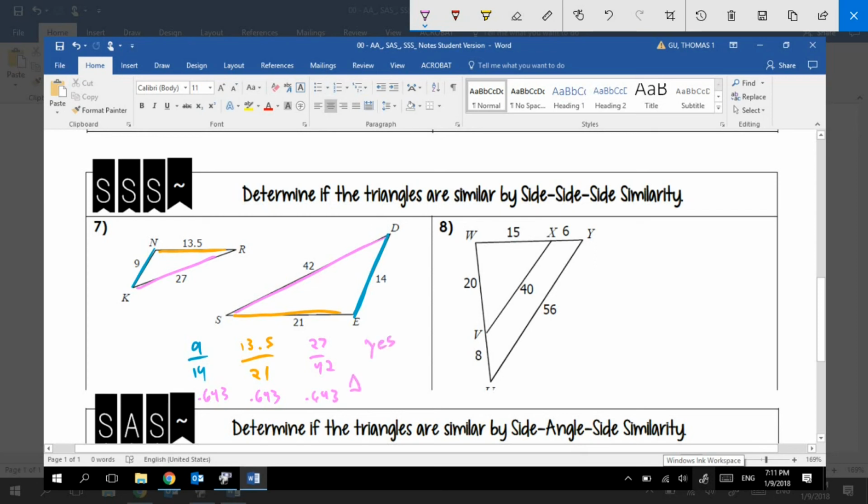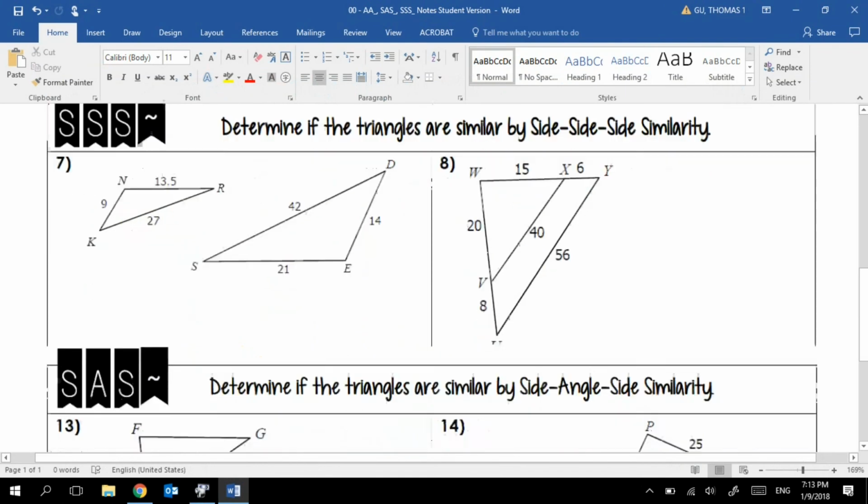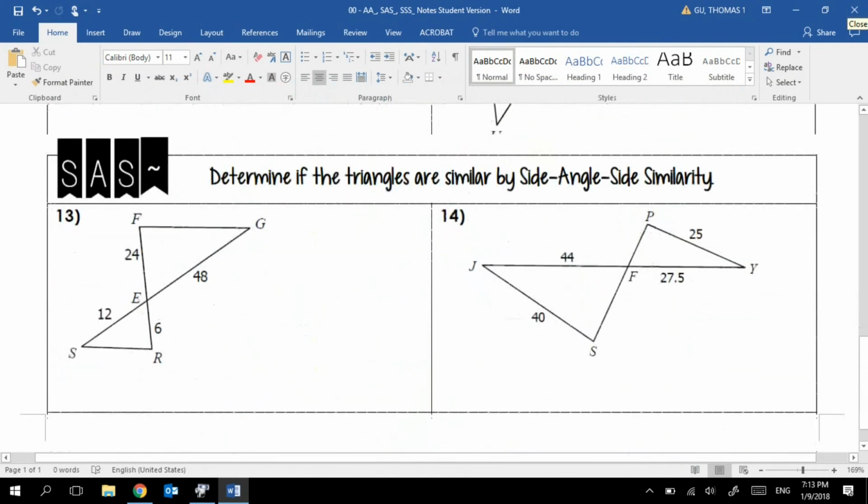So I got to write a statement. Triangle KNR is similar to triangle. If I started at K, it's going to be D, then to N, so E, then S. Triangle KNR is similar to triangle DES. You guys do number 8 on your own. And lastly, over here, side, angle, side.